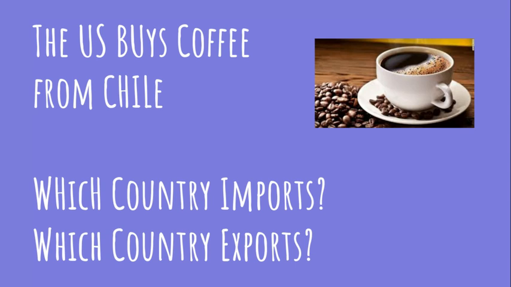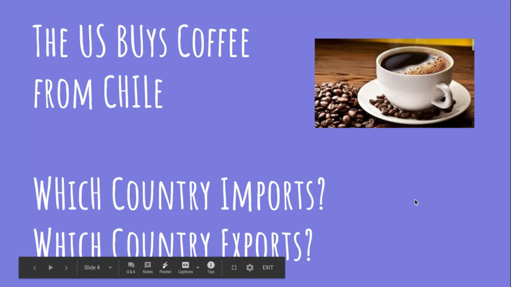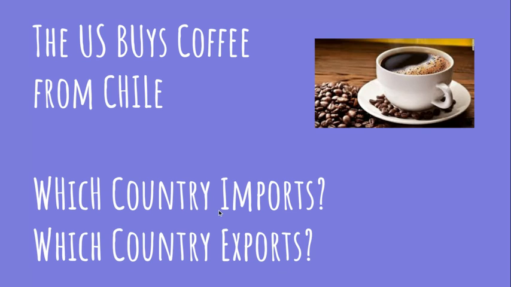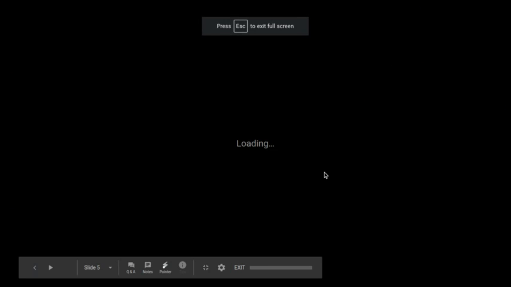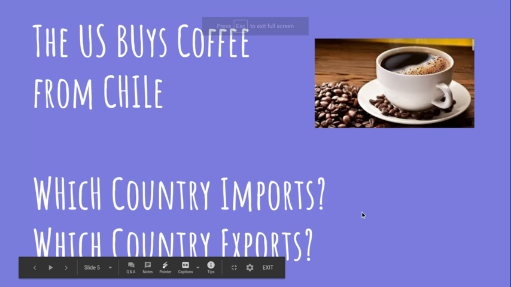So remember, if we're looking at something that the US is buying, then that is considered an import. It is coming in. So right there, that would be the US. And then since Chile has the coffee exiting the country, it's exiting Chile to go to the United States, that is considered an export. So make sure that you are putting US and Chile. The import being for the US and the export being for Chile.